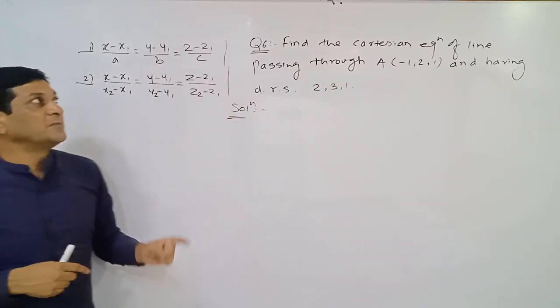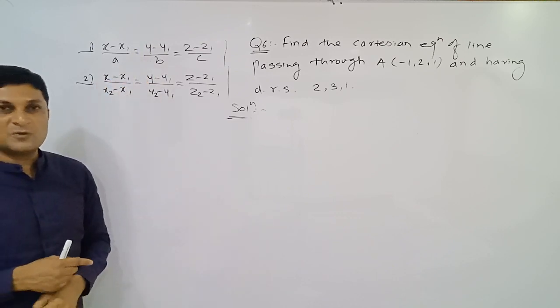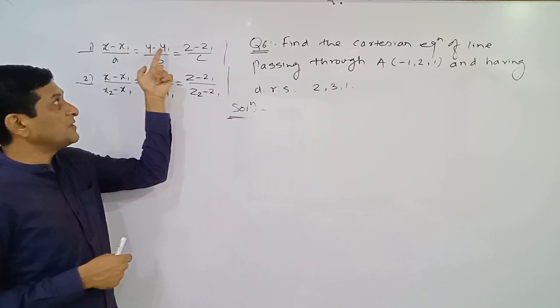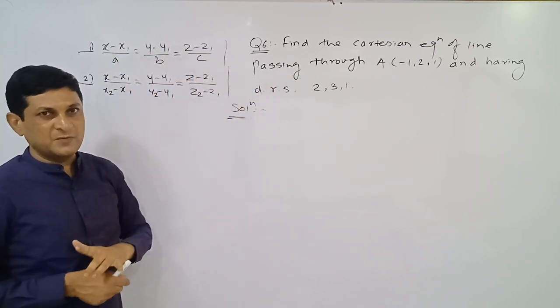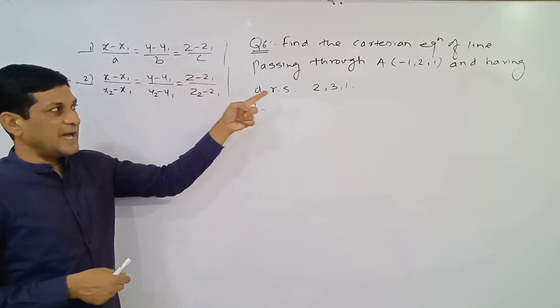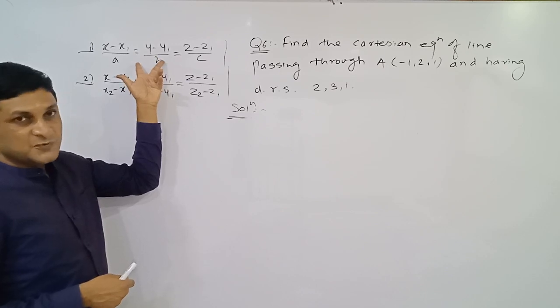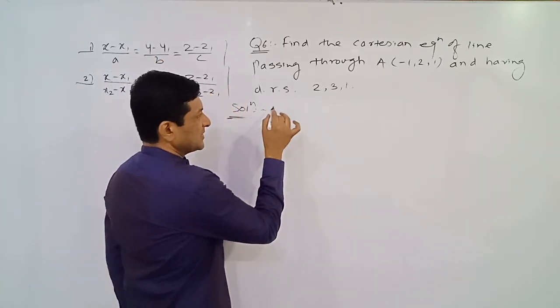If these values are given to us, the first formula according to the second theorem can be applied to find the equation of the line. To apply this formula, which values are required? x1, y1, z1. What is x1, y1, z1? The coordinates of one point, which is already given to us. And what is a, b, c? The direction ratios, which are also given to us. So both the values required for this formula are given. Using this formula, let us find the equation of the line.